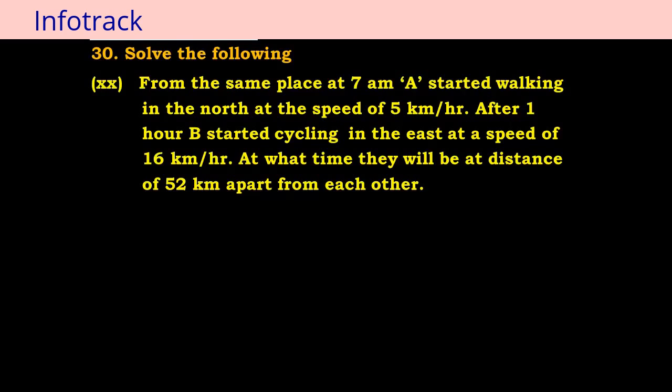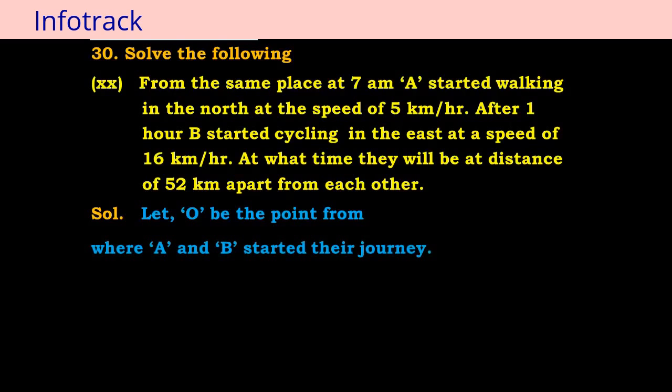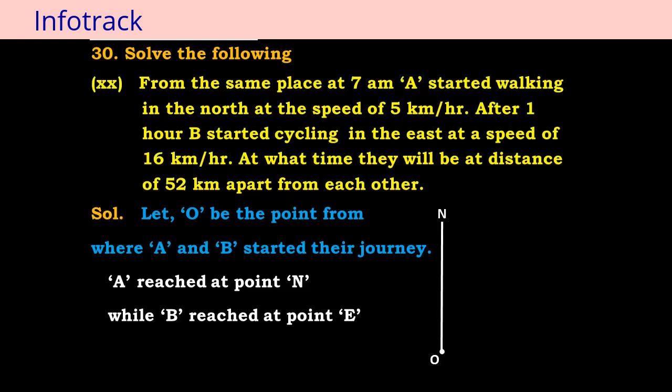Now see student, let's consider O to be the point from where A and B started their journey. So let's consider this as a point O. Now see, A reached the point N. That means ON is the distance traveled by A. And we know that distance is equal to speed into time. While B reached point E, so OE is the distance traveled by B.